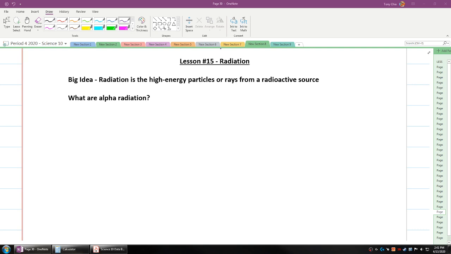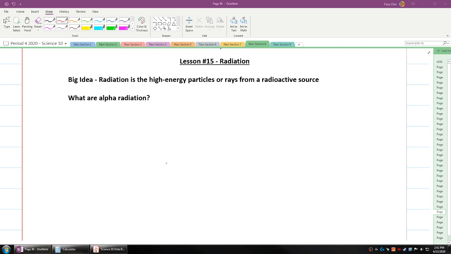In this lesson, we're going to talk about lesson number 15, radiation. Now again, radiation is the high energy particles or rays that are emitted from a radioactive source. So we're going to talk about three different types of radiation. We're going to talk about how it causes a nuclei to change. And then we will discuss what the real world situations will be like.